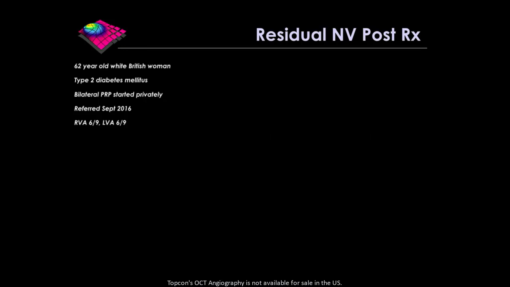So, here's a case, 62-year-old English woman, type 2 diabetes. She gets picked up as having proliferative diabetic retinopathy in both eyes, goes to a private clinic. They start to do some laser treatment, and she's referred on to my clinic, and her vision is 6/9 in both eyes. So pretty good vision in both eyes.